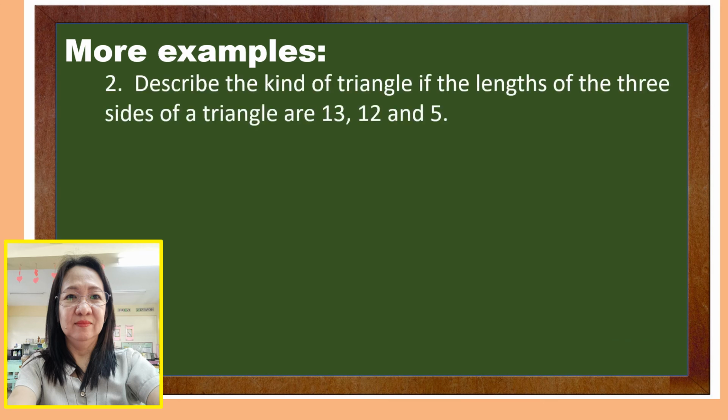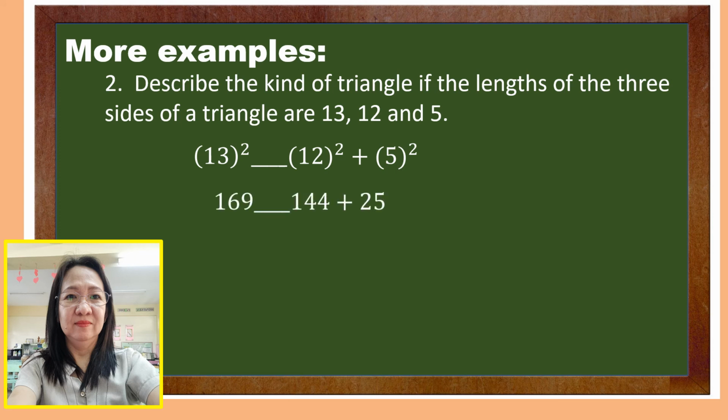Another one: describe the kind of triangle if the lengths of the three sides are 13, 12, and 5. Looking for the longest side, that is 13. So the square of 13, blank, the square of 12 plus the square of 5. The square of 13 is 169. The square of 12 is 144. And the square of 5 is 25. Combining 144 plus 25, that is 169.